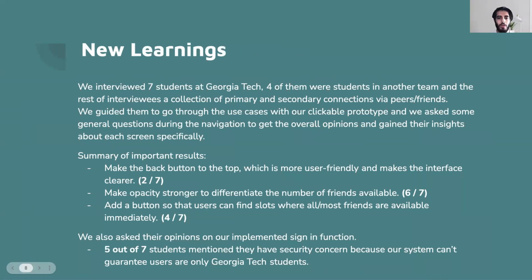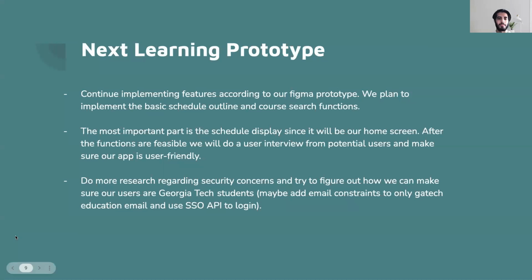During the sprint, we focused on gathering user insights on our polished clickable prototype. We interviewed 7 different students on their opinions of the design and flow of our prototype demo through the primary use cases. 2 out of 7 interviewees suggested that the back button be moved to the top left of the screen. 6 out of 7 users commented that opacity should be made darker for the friends availability view for readability, and 4 out of 7 wanted a suggested times feature. A majority of students indicated that they had some security concerns with regards to only authenticating Georgia Tech students.